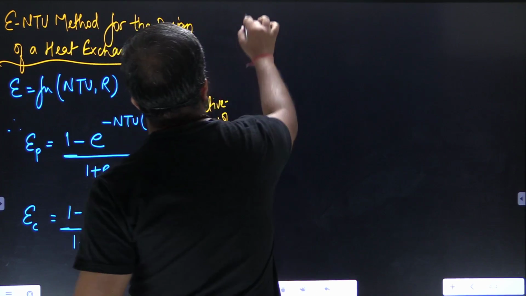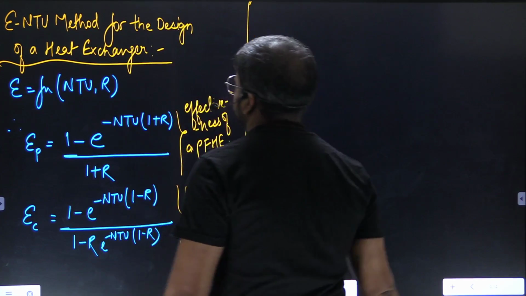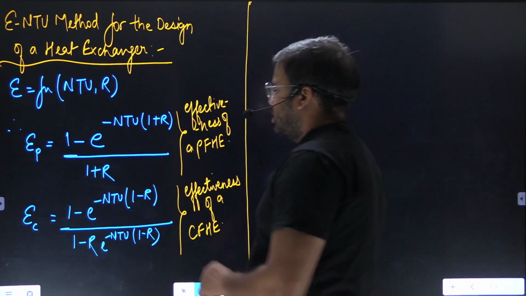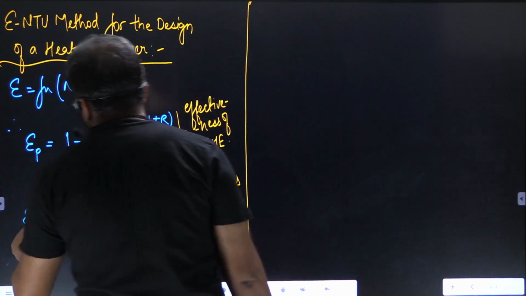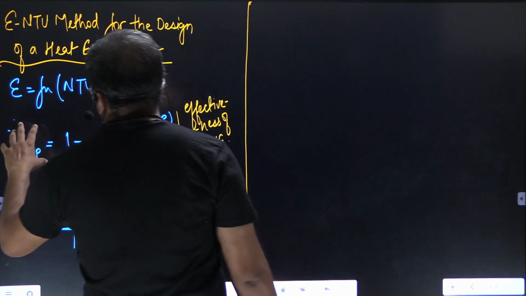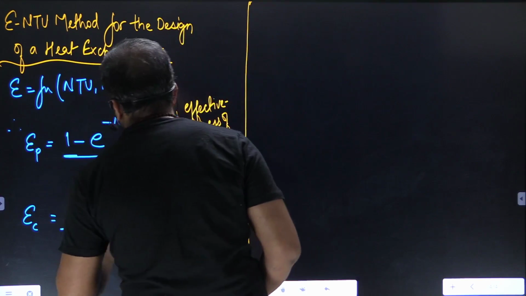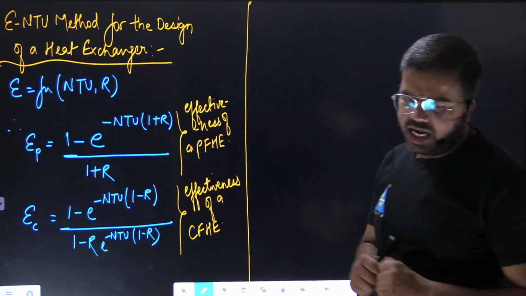All right, this is it. This is pretty much it. Now what to do? Epsilon P, epsilon C. Effectiveness of a parallel flow, effectiveness of a counter flow. So these are the two formulae which you are going to get. You have to remember them by heart.